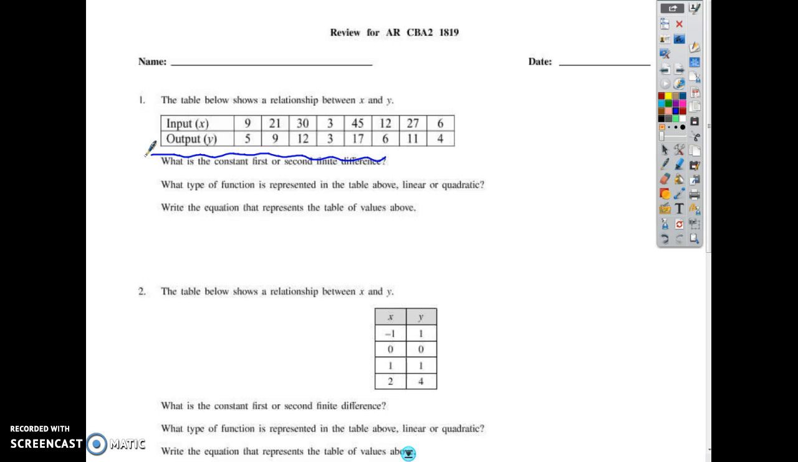The second one, what type of function is represented in the table above? Linear or quadratic? So how are we going to be able to tell? We're going to put our points in Desmos. Everybody put this in Desmos, and let's look if it looks more linear or more quadratic. Remember, the top numbers are your x, the bottom numbers are your y. So we're putting this in Desmos.